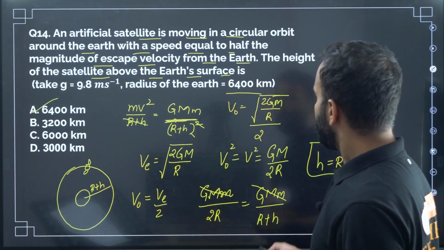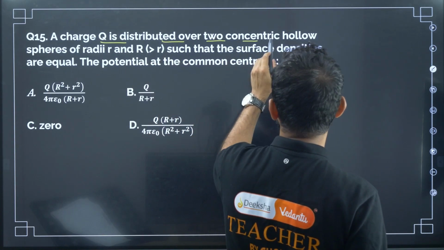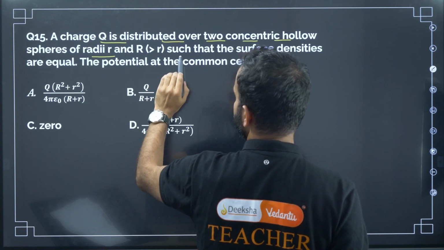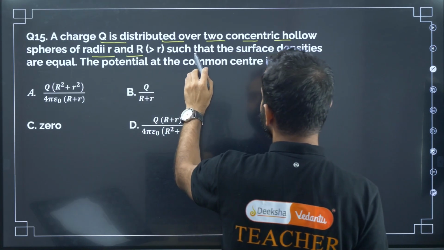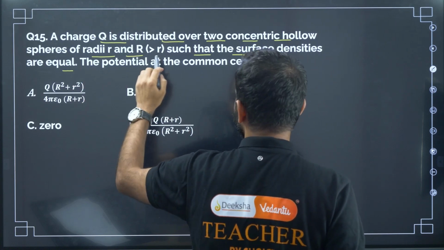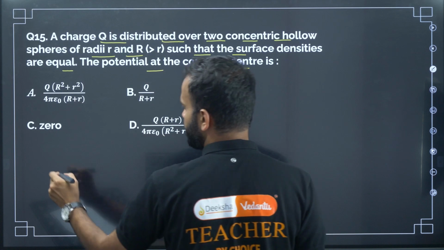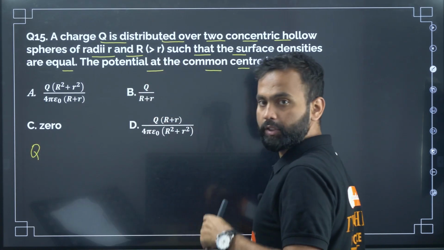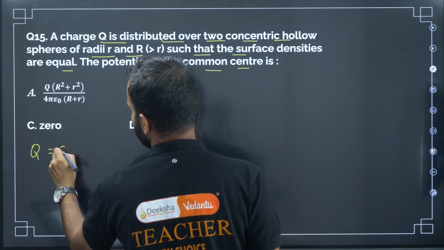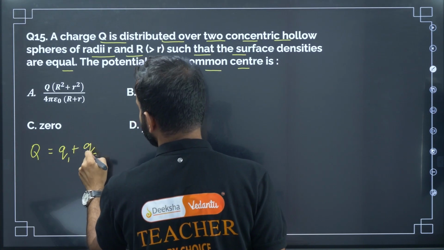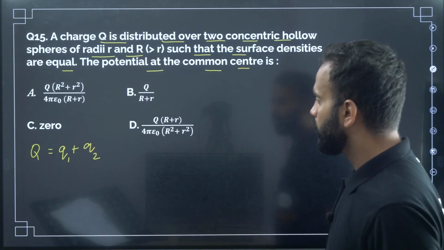Okay. Next question, question number 15. A charge Q is distributed over two concentric hollow spheres of radii r and R, where small r is lesser than capital R, such that the surface densities are equal. The potential at the common center is, okay. So what is the total charge? Total charge is Q. It is distributed over two spherical shells, concentric hollow spheres, right? So that will be Q1 and Q2. Q1 is the charge on the inner hollow sphere and Q2 is the charge on the outer hollow sphere.